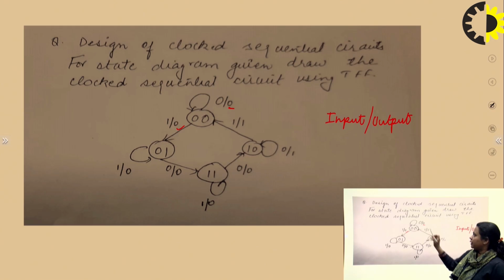In some questions, like in this question, the output is given. You may get a question where the output is not given, so don't bother. You will just extract the output part from your table, and you will create your table according to whatever state diagram is given to you. So I think you are able to read how to write your truth table using this state diagram. So I will be telling you.